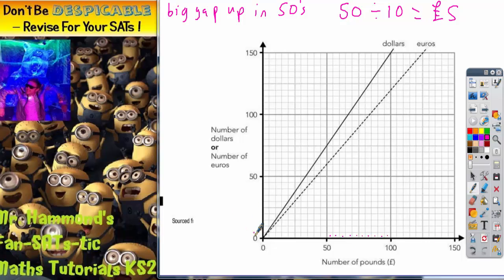We can see that up the side has the same scale, but this is dollars and euros. So we also know that if along the bottom each mini gap is going up in £5, up the side each mini gap is going up in $5 or 5 euros. Now euros is normally written with a number first, then an E for euros. So every mini gap on this graph is going up in £5, $5 or 5 euros. And we can use that information to help us.